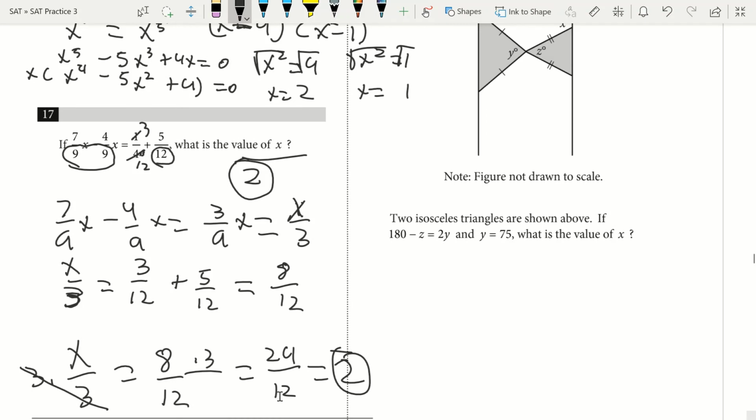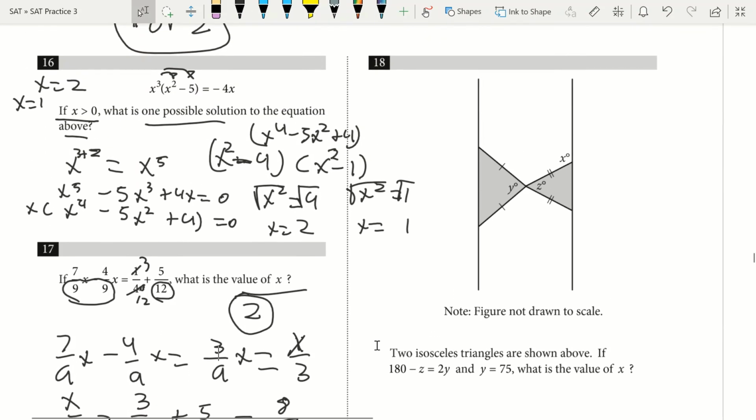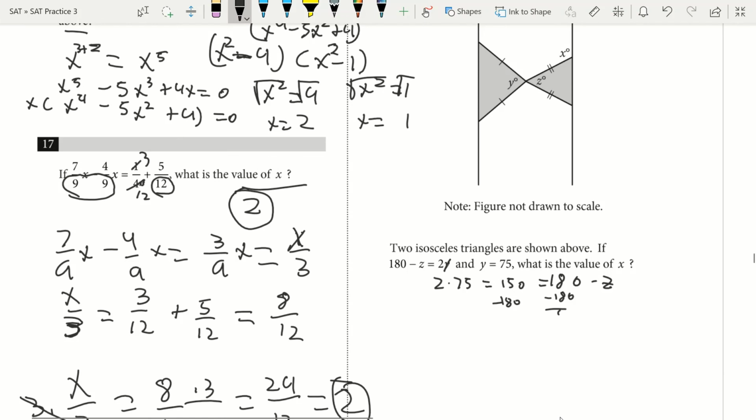Question 18. Two isosceles triangles are shown above. If 180 minus z equals 2y and y equals 75, what is the value of x? Alright, well, if we're told 180 minus z equals 2y and y is 75, go ahead and plug in 75 here. So 2 times 75 gives us 150, and that equals 180 minus z. Now we can subtract 180 from each side, and we're left with 150 minus 180, which gives us negative 30 equals negative z, which means that z will equal 30. So we can put 30 in for z up here.